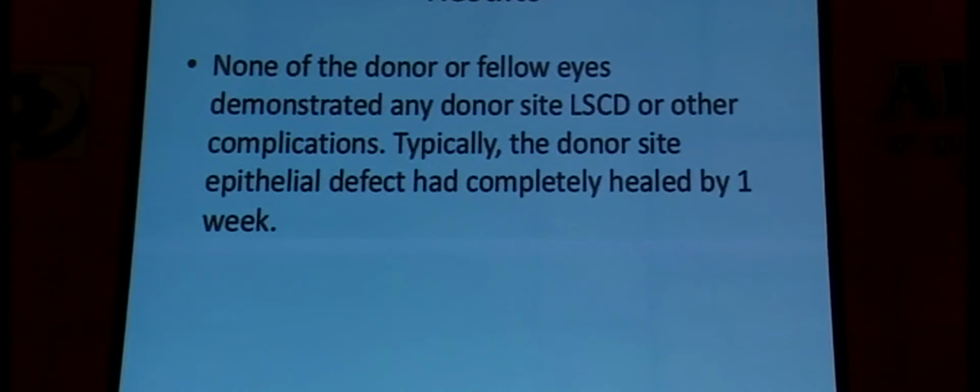So what we realized was none of the donor or fellow eyes from which the normal limbus was taken demonstrated any donor site LSCD or any complications, and the epithelial defect had completely healed by 1 week.